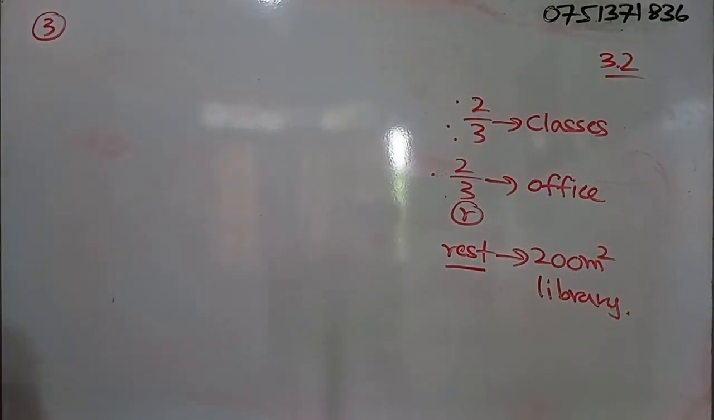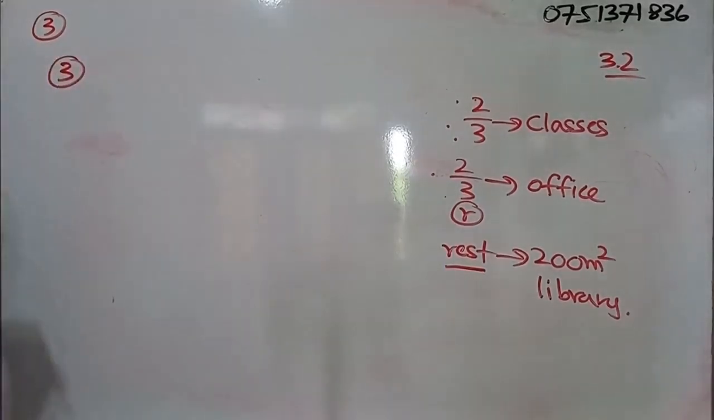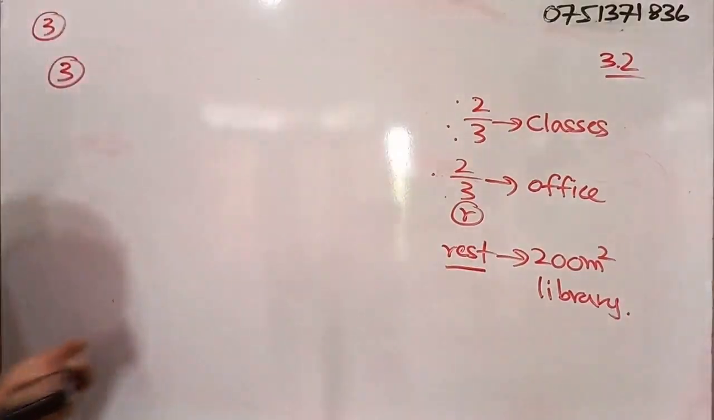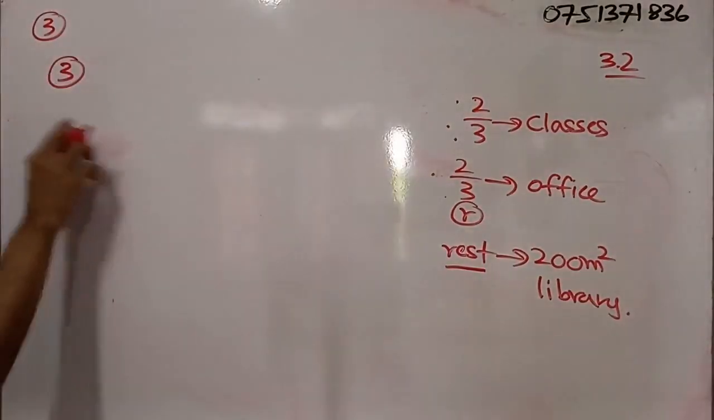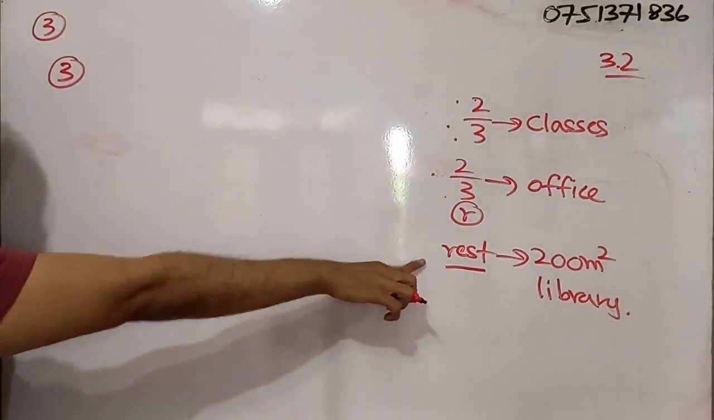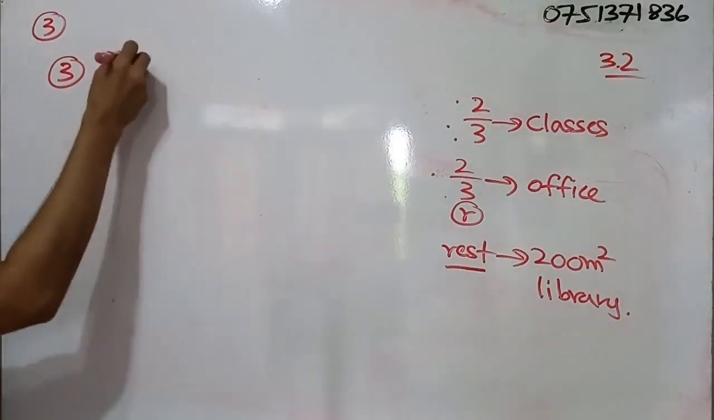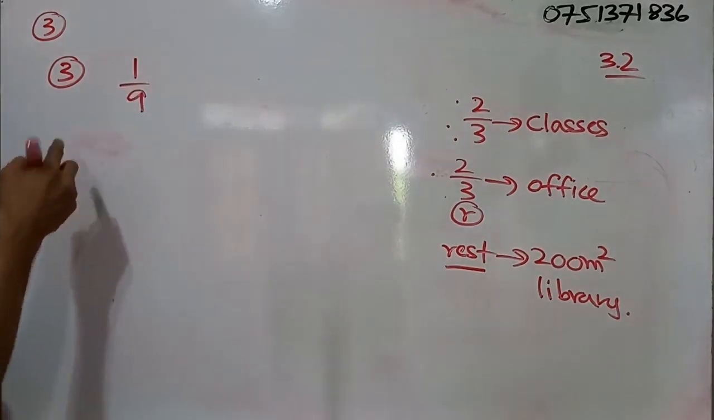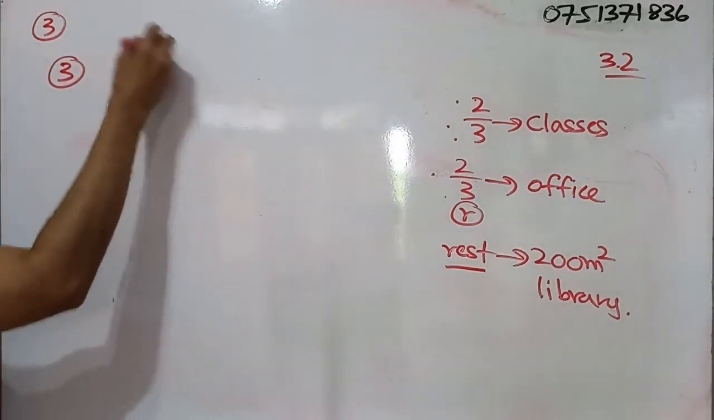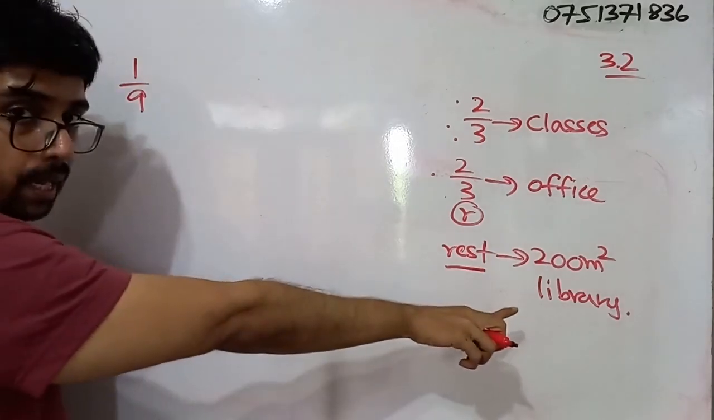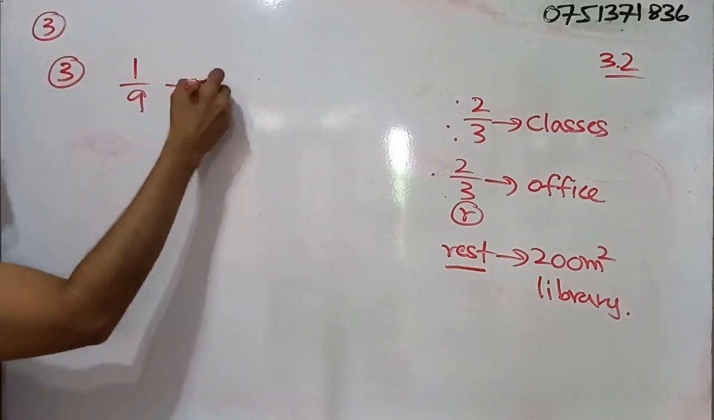1/9. Right. So the third part, find the floor area of the hall. So we need to calculate the whole floor area. We know from the previous part, 1/9. So this is the amount of floor area which is reserved for the library. So we know this is equal to what?